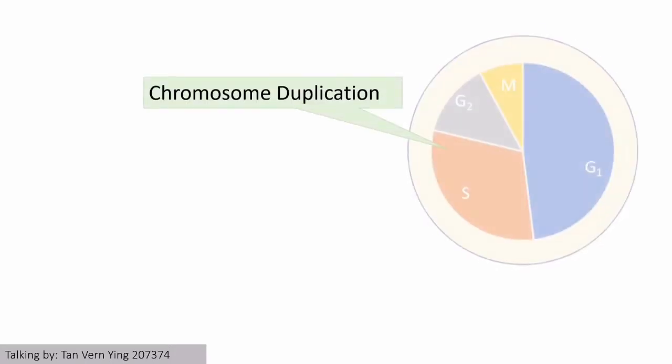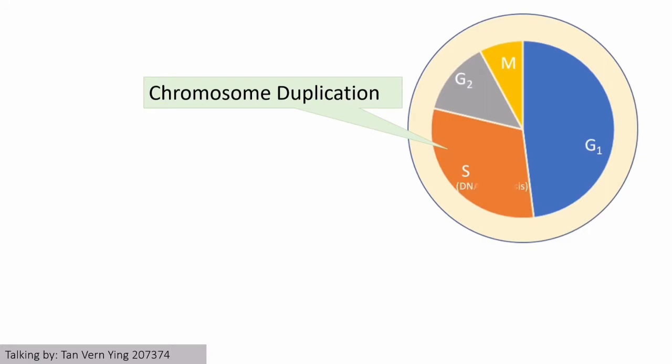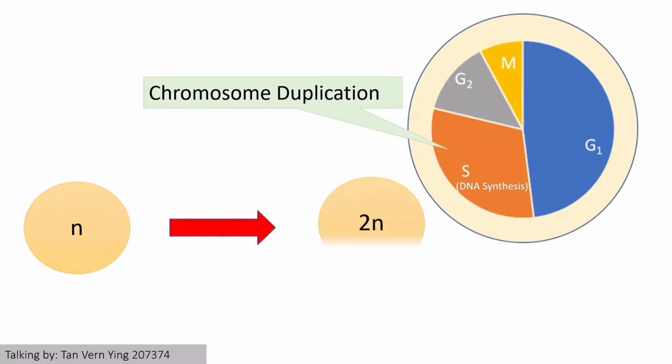I believe that everyone here knows that chromosome duplication occurs during S phase, which is the phase of DNA synthesis. Chromosome duplication plays a significant role in producing double the amount of DNA. This allows each daughter cell to have the correct number of chromosomes after cell division.